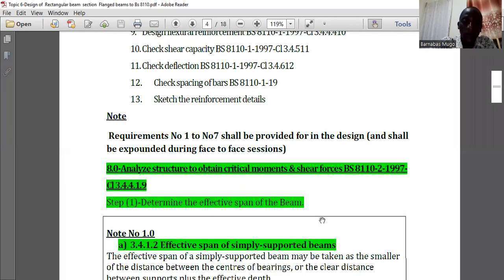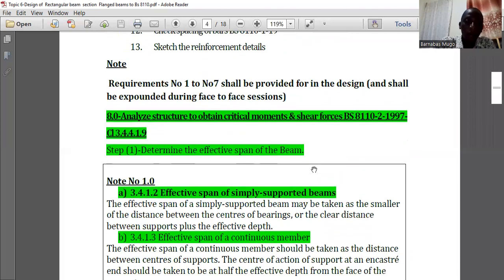This is exactly what we are going to do. So in the design for the effective span of the beam, you need to know that the effective span for the beam, you can have the effective span in terms of the depth or the breadth.